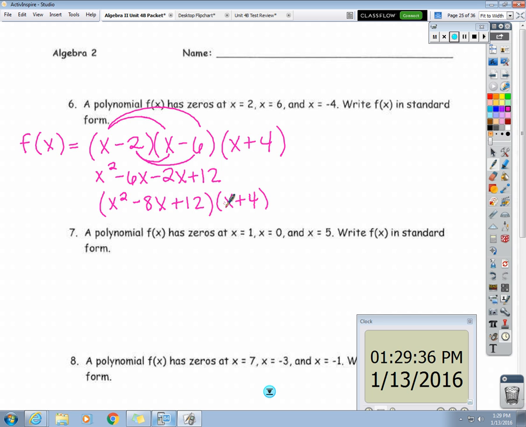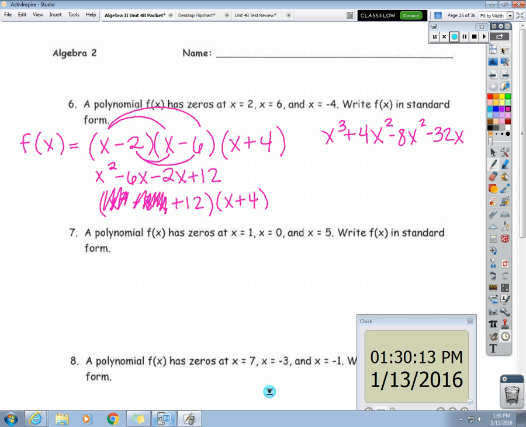X squared times x is what? X cubed. Because think about it, there's 2 x's here and 1 x here for a total of 3. And then I have to do the x squared times the 4, and that equals 4x squared, right? And so now I'm done with the x squared. I won't do anything else with it. Now what do I need to distribute times the binomial? The negative 8x. So negative 8x times x is negative 8x squared. Negative 8x times 4 is negative 32x. So now I'm done with the negative 8x.